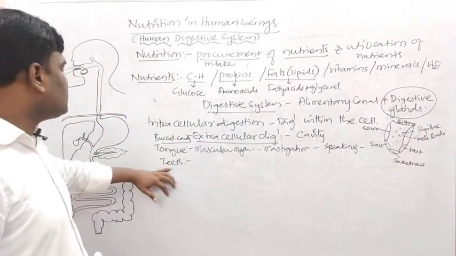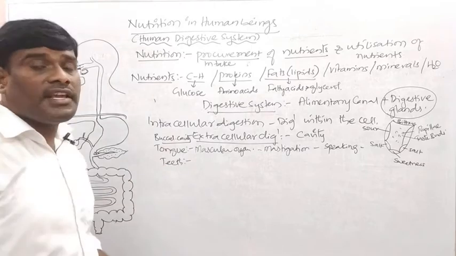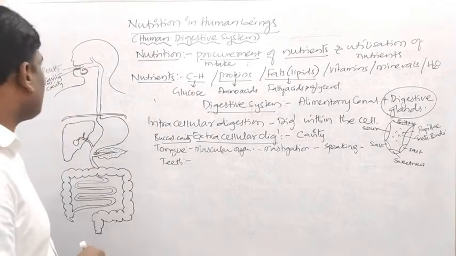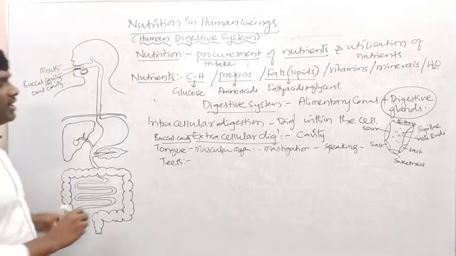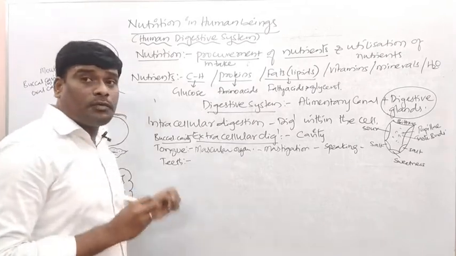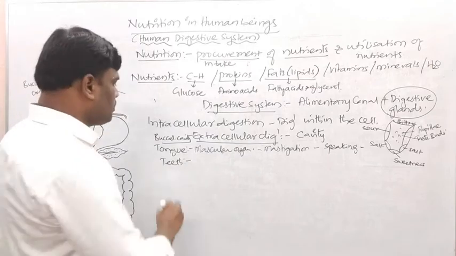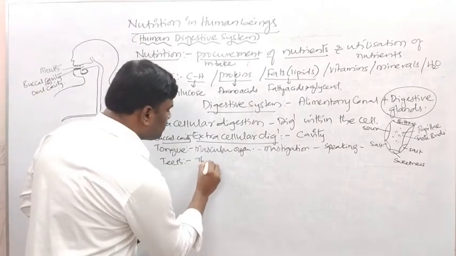And next, children, the next structure in the buccal cavity is what? Teeth. Okay, so these are teeth, children. These teeth in human beings are what? Thecodont.